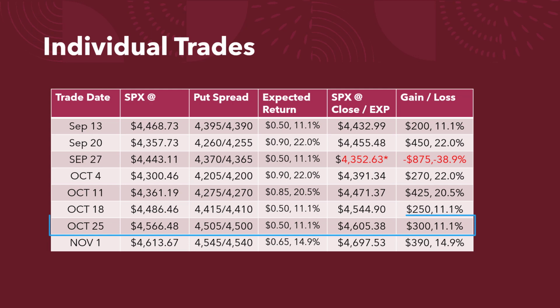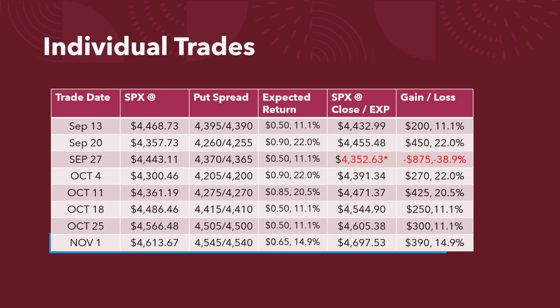And by October 25th, another 50-cent spread at the top of the list, 11.1%. We make $300 as SPX closed at 4605, and we would have done the 4505, 4500 spread. Remained out of the money, but because of the increased value in the portfolio, we were able to do 6 contracts at this 5-point spread.